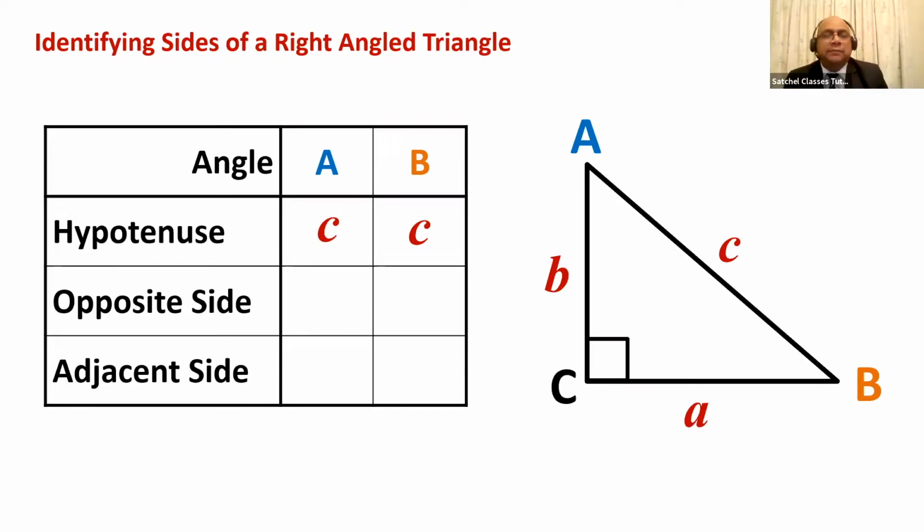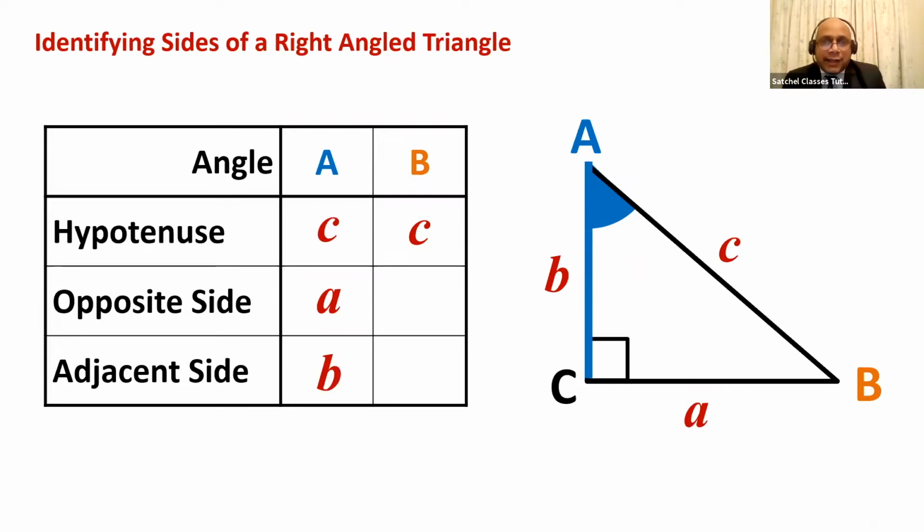For example, if we are referring to angle A, the opposite side in this case would be small a, right? It's the side CB, which is represented by small letter a. The opposite side will be a. And the adjacent side will be the side which is not the hypotenuse and not opposite. Okay, so it is basically side AC, as you can see, which is represented by the letter b.